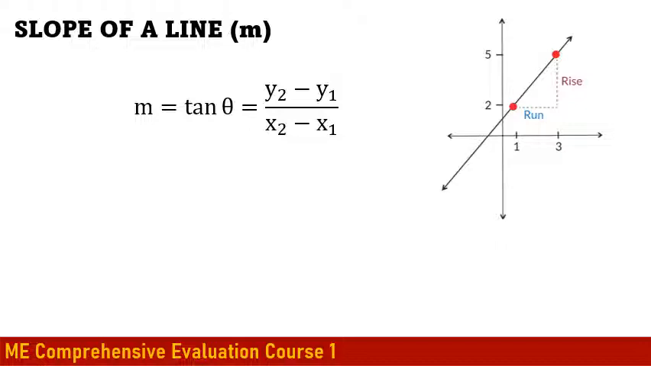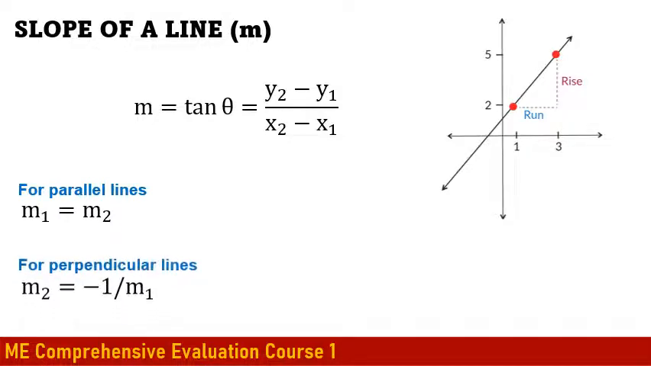If you're also interested in getting the angle between the rise and the run, then you can use tangent theta. For parallel lines, the slope is the same. For perpendicular lines, meaning the two lines are at 90 degrees with respect to each other, the slope of one line is the negative reciprocal of the slope of the other.